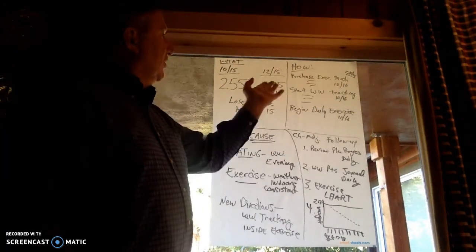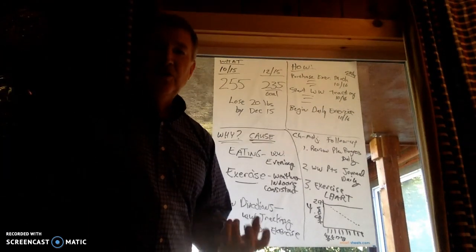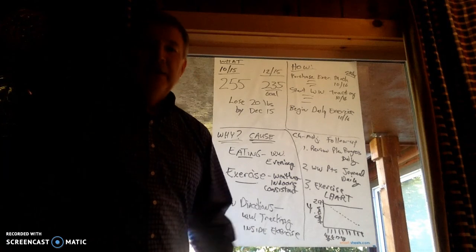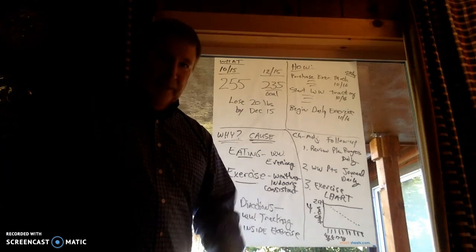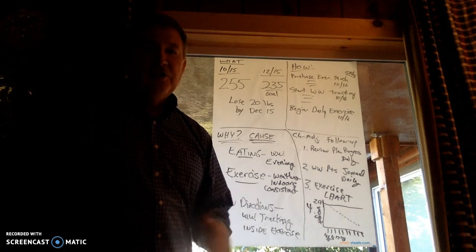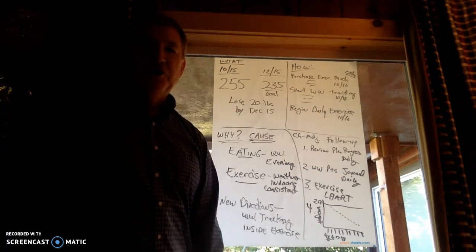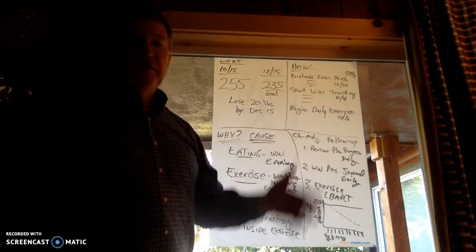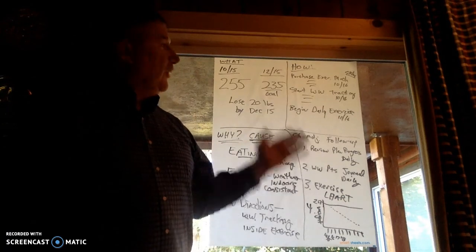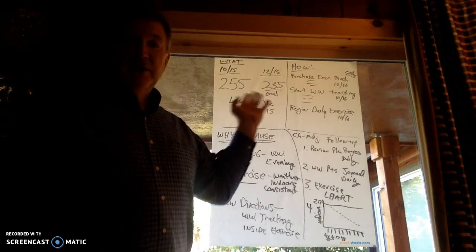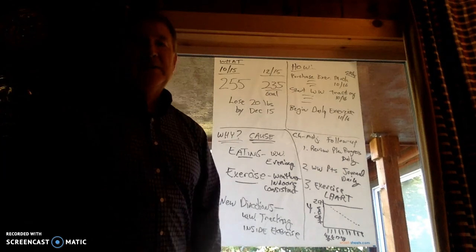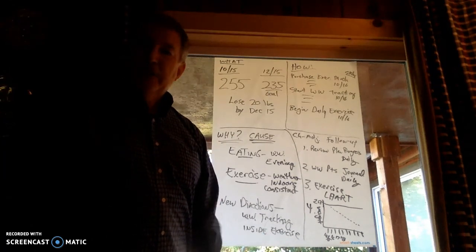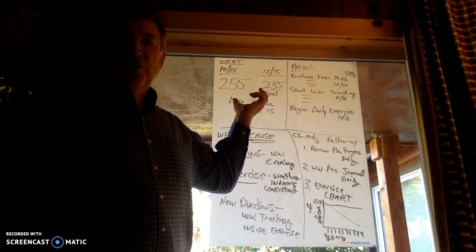This 235 by 12/15 is a great goal, but it's probably, according to body mass index, health, and so forth, I should be under 200 pounds. And so I'd have another 35 pounds to go. But for right now, I'm just trying to get going on this. If I can get this 20 pounds off, that's 20 pounds to the good. So that's my goal for now.